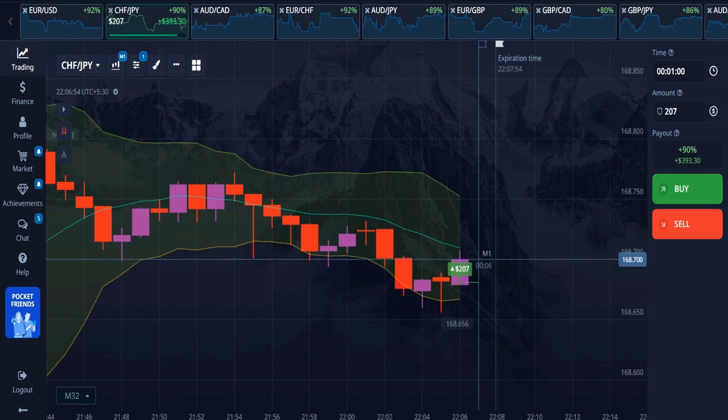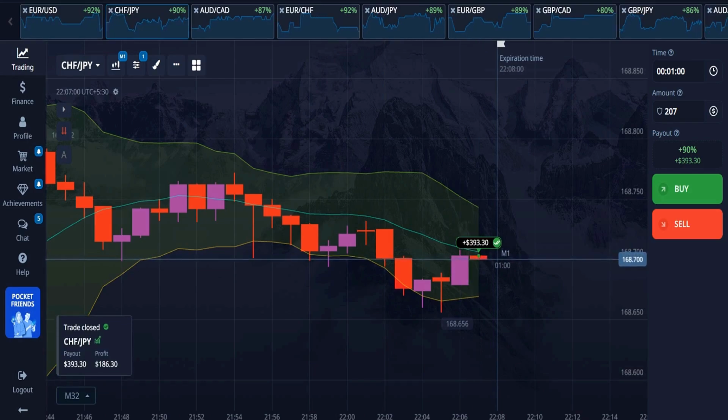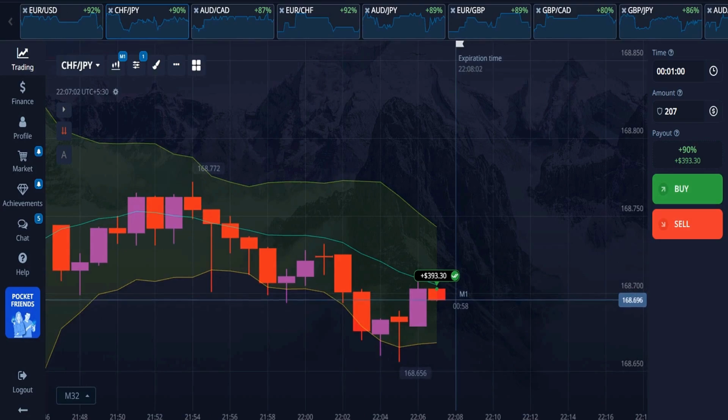Let's find out together if this trade gives us a profit or loss. Keep watching carefully because every trade gives us valuable lessons. Yes, we got a nice profit on this trade.